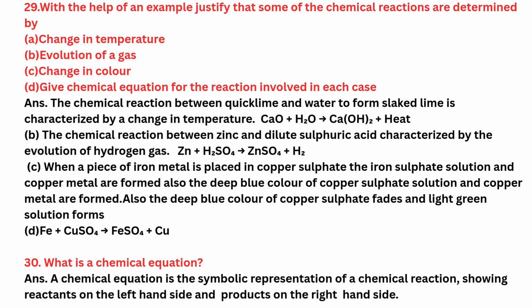Question number 30. What is a chemical equation? A chemical equation is a symbolic representation of a chemical reaction showing reactants on the left hand side and products on the right hand side.